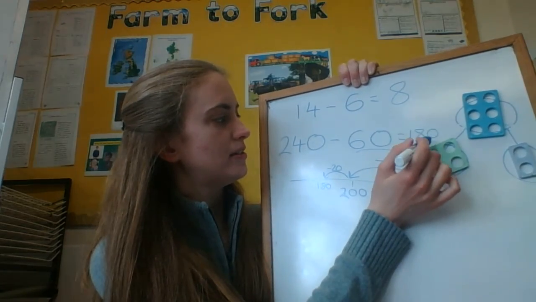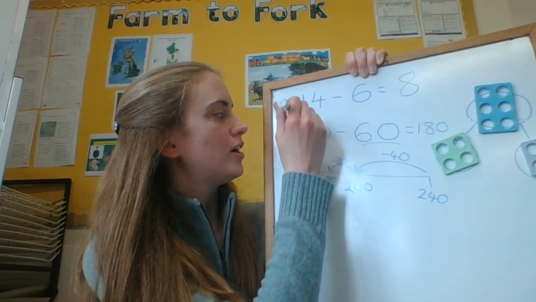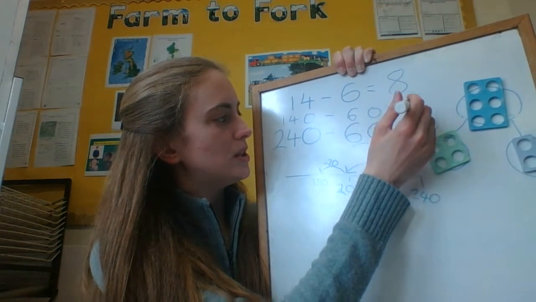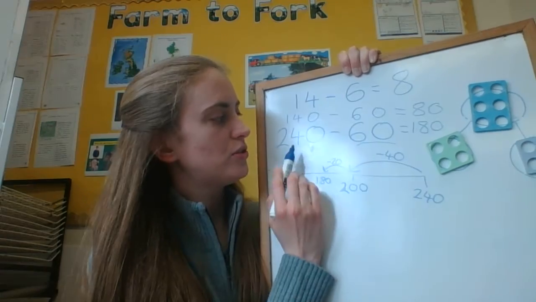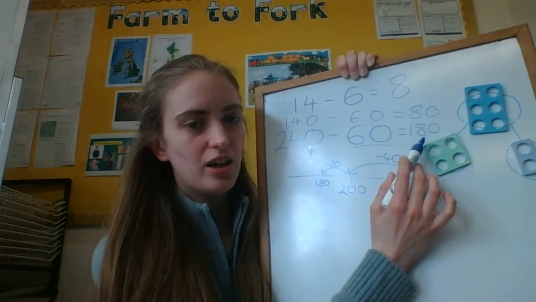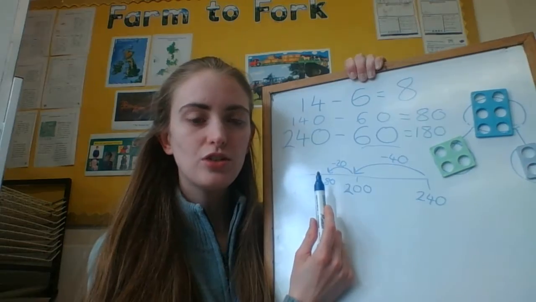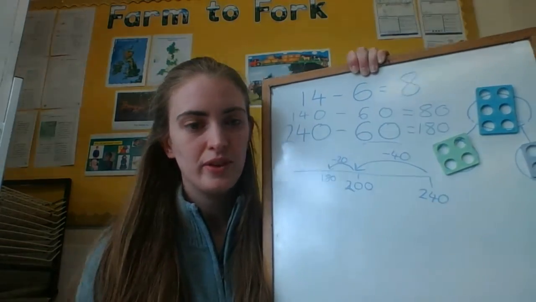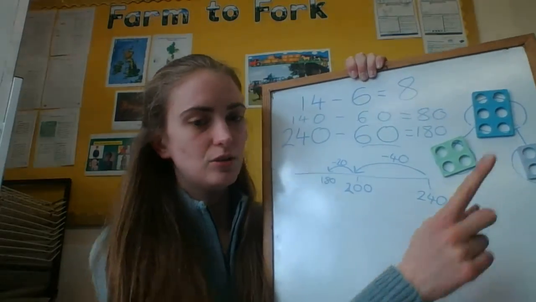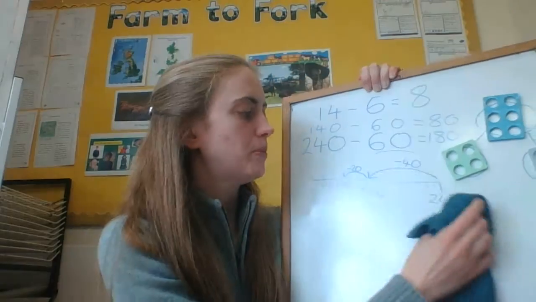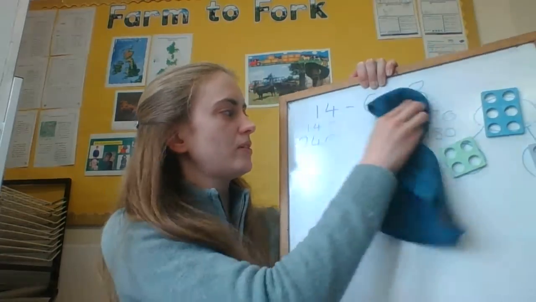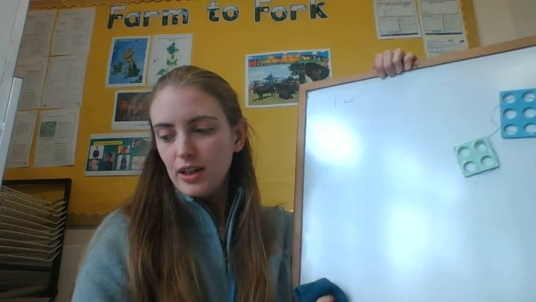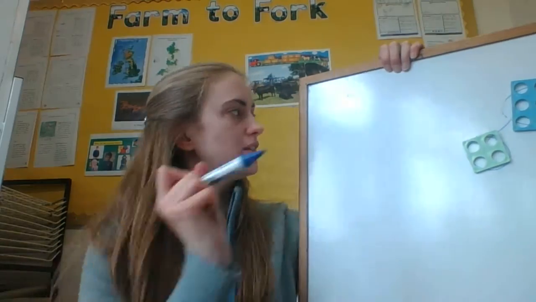If you look here, you can see the difference. So 140 take away 60 would be 80. 240 take away 60, 180. 340 take away 60 would be 280. Okay, but use your number line and your part-whole model to help you jump backwards. So this can also help us with other calculations.